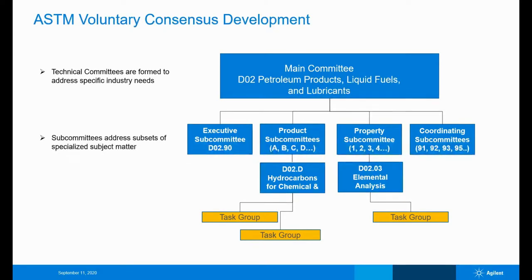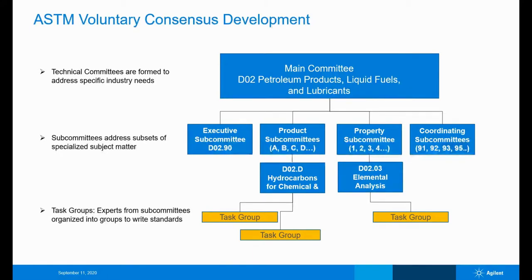Then there are property subcommittees, which are designated with a subcommittee number. For example, D2.03 is for elemental analysis. And then there are coordinating subcommittees, for example, subcommittees 91, 92, 93, etc. And those are, for example, statistical quality and numerous other coordinating committees dedicated to supporting the process of ASTM standards.